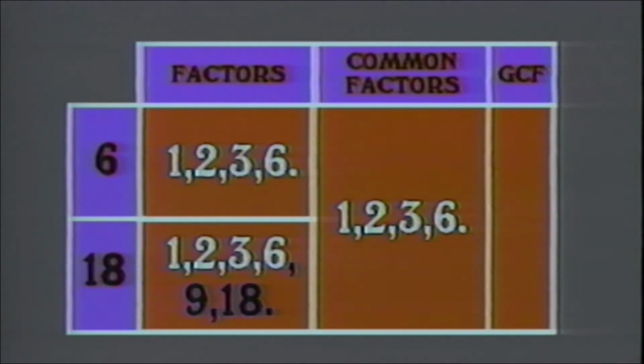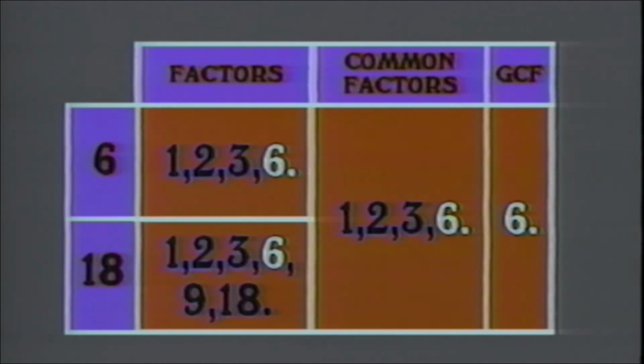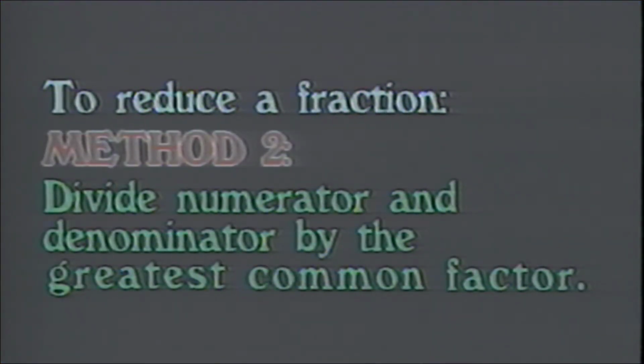The common factors are 1, 2, 3, and 6. The greatest common factor is 6. To reduce 6 over 18, divide by 6. The answer is 1 over 3. We call the one-step method of reducing a fraction division by the greatest common factor. Reducing fractions and using factors are very important in understanding fractions.